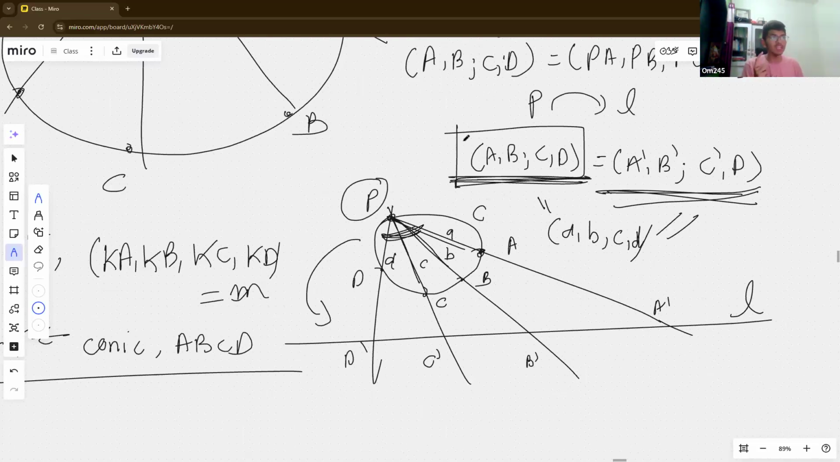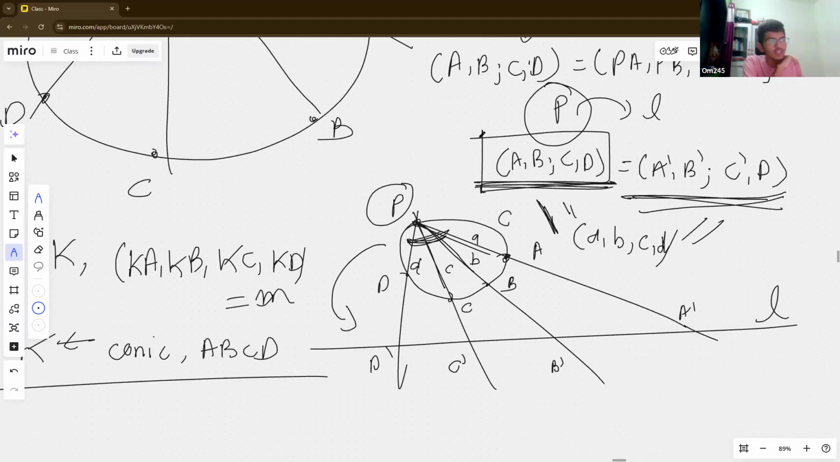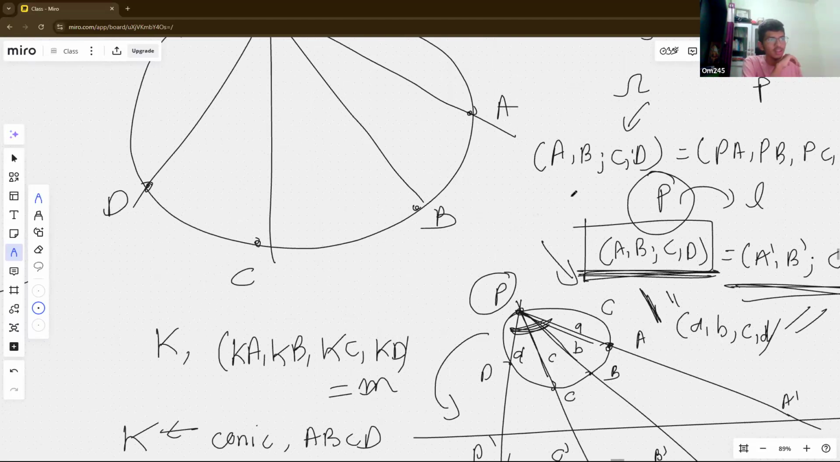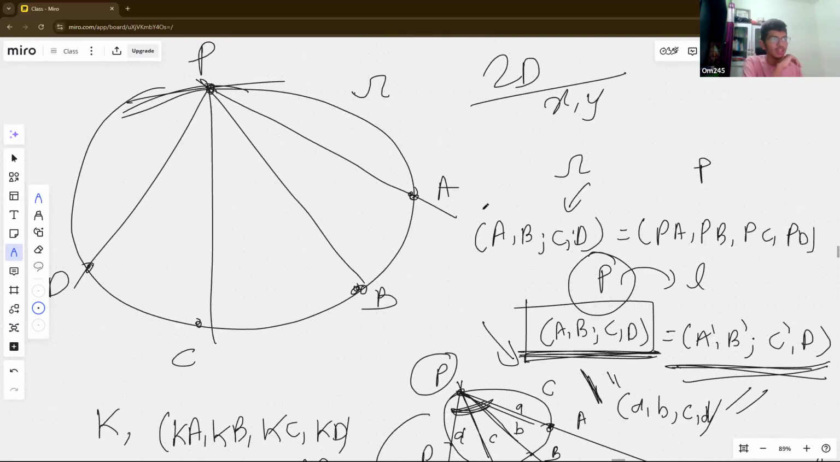And that's why there is the important condition that P should lie on the conic, because otherwise you cannot say the pencil of lines is the same. But how do you prove the first result? Okay, this is the definition of cross ratio on a conic. The way you define cross ratio on a conic is the cross ratio of this pencil of lines.